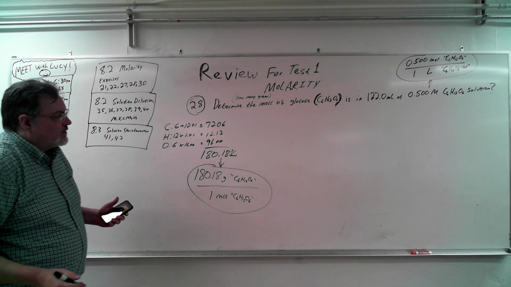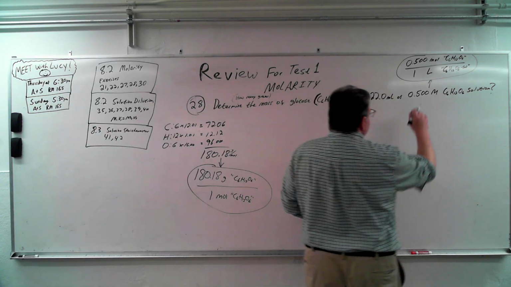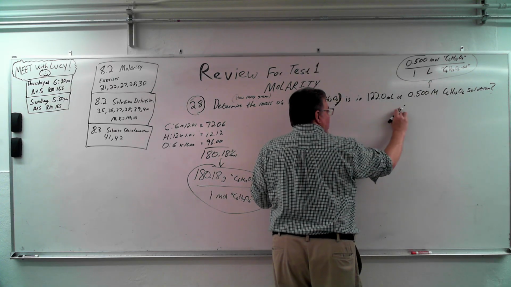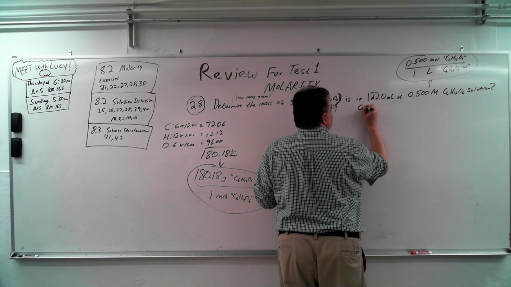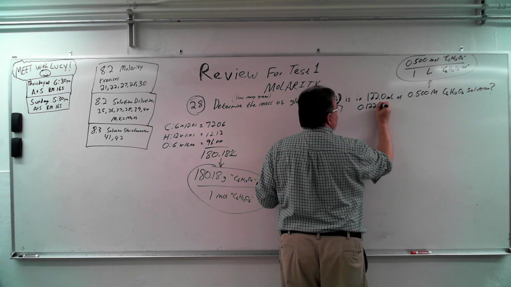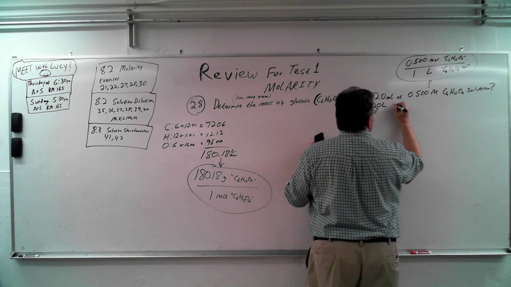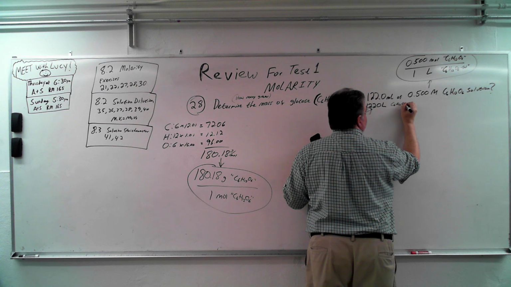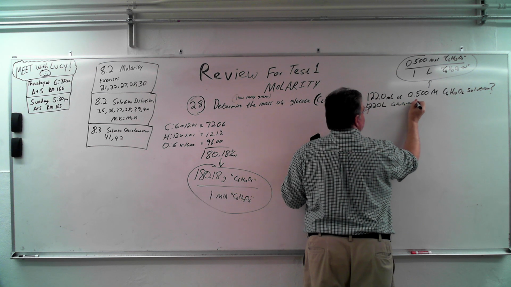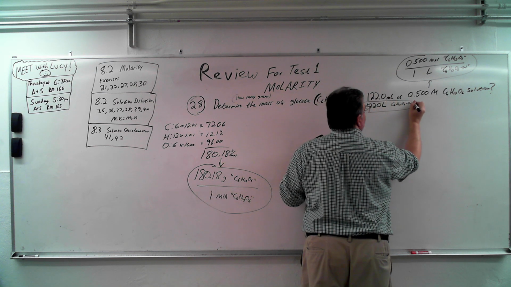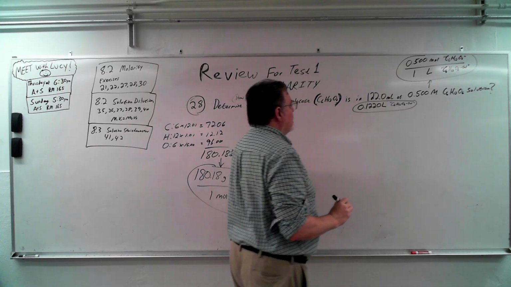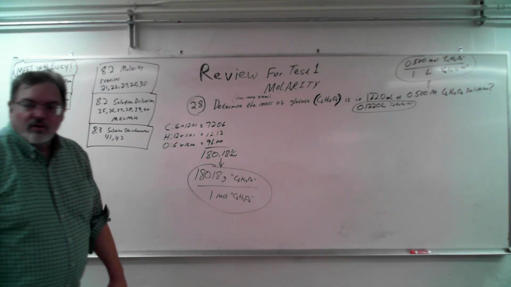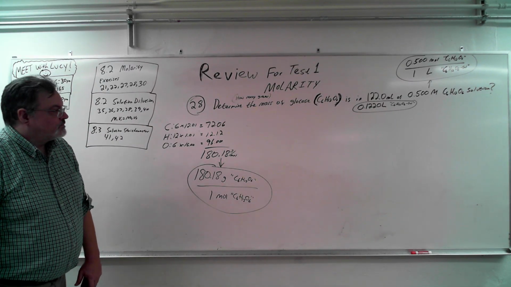And we need to be in liters here because that's the definition of molarity. And they gave us milliliters here. This is 0.1220 liters. Now I'll go ahead and add the formal part, C6H12O6 solution. Those are the ingredients to solve this one.